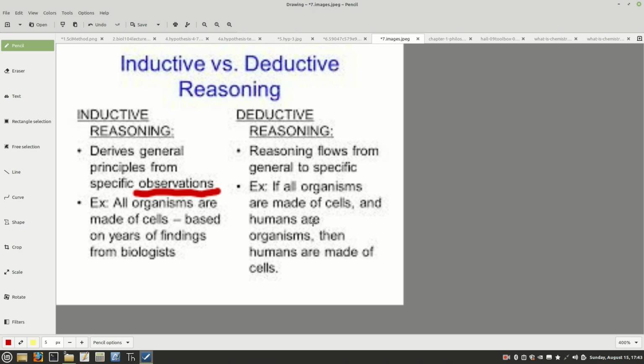This is not how you make an experiment. This is just trying to help you define what deductive means versus inductive. A lot of times it's very difficult if you're watching a detective. Is a detective using inductive or deductive reasoning?